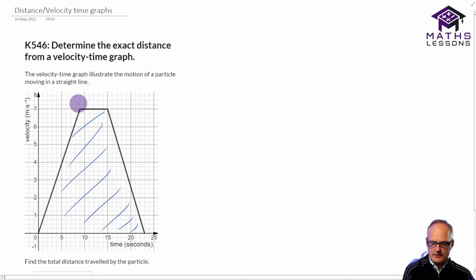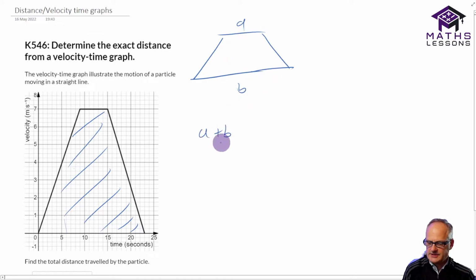Now here we've got the velocities going up, so we can work out the average velocity for that time and times by the time, and that will also give you the area under the graph for that bit of the triangle. But the easiest bit to do here is just to turn it into a trapezium. So remembering that the area for a trapezium is equal to the lengths of the two parallel sides, A plus B, added together, divided by 2, times by the distance, which is often known as h, between them.